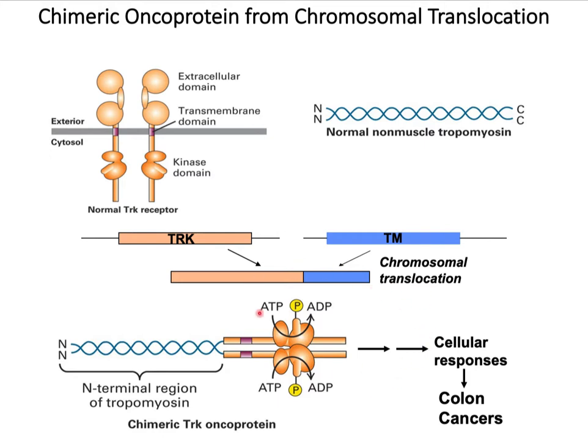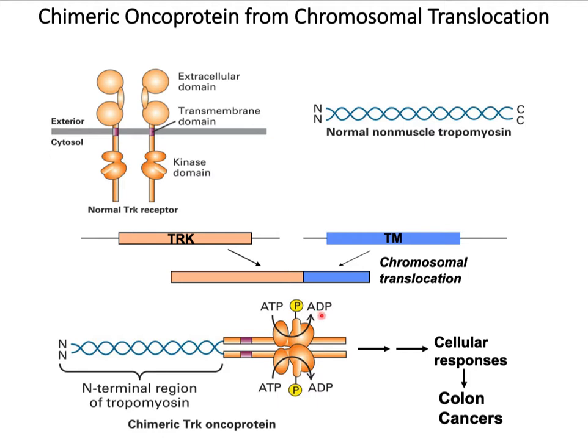And the product of that fusion gene is shown right here on the bottom of your slide. And it's a very unusual protein. It contains a part of this tropomyosin shown here in blue, and it contains a part of the receptor. There is no extracellular domain, and this unusual fusion protein is a chimeric protein, and it's completely cytosolic. It is not trafficked to the plasma membrane like this.